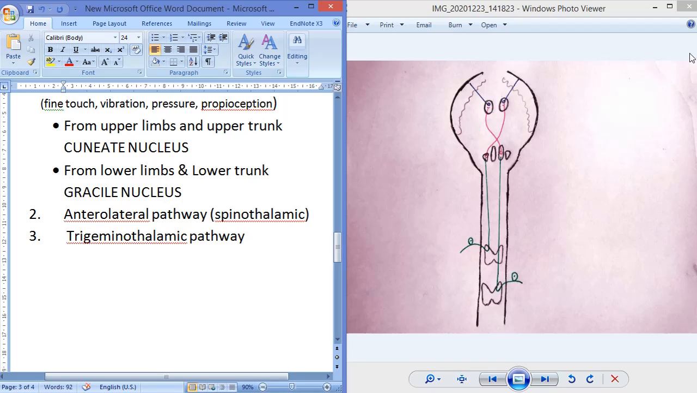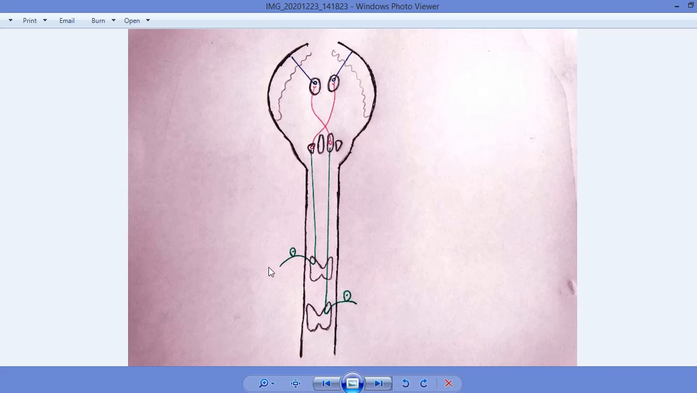Once again, I'm going to maximize this. The first order neuron will enter the spinal cord from anywhere in the body. But if the impulses are from the upper trunk or upper limb, meaning from the hands, they will enter the spinal cord and go directly to the cuneate nucleus, which is present laterally in the medulla oblongata. If the impulses are from the lower limb or lower trunk, then this neuron will go directly towards the gracile nucleus. The gracile nuclei are two in number, and these are present medially in the medulla oblongata. These neurons will not make any synapse below this point.